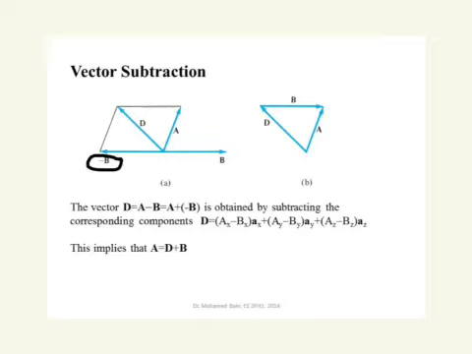So if we apply the same operation of summation of A and minus B, we draw minus B from the end of A, and then the vector D will be the vector that closes the triangle.